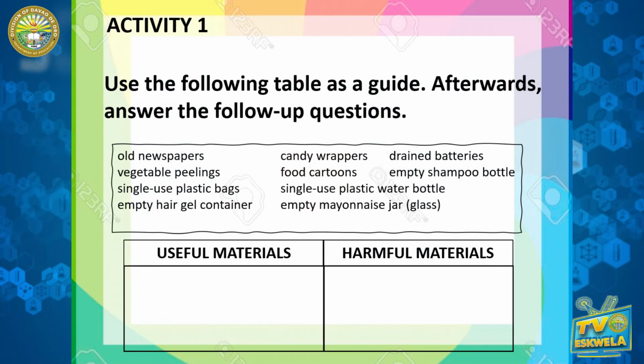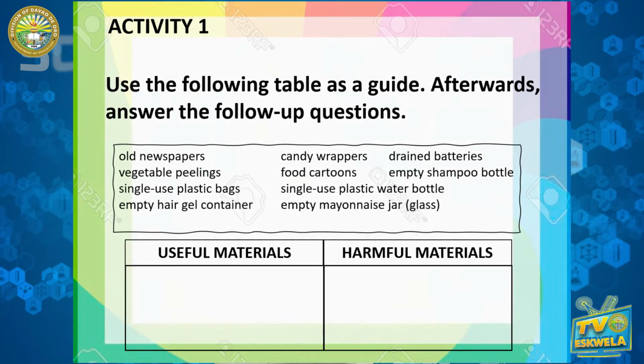Old newspaper, candy wrappers, drained batteries, vegetable peelings, food cartons, empty shampoo bottle, single-use plastic bags, single-use plastic water bottles, empty hair gel container, empty mayonnaise jar. After, you will answer the following questions. Number 1: Which materials are useful and when do they become useful? Second question: Which materials are harmful and when do they become harmful?